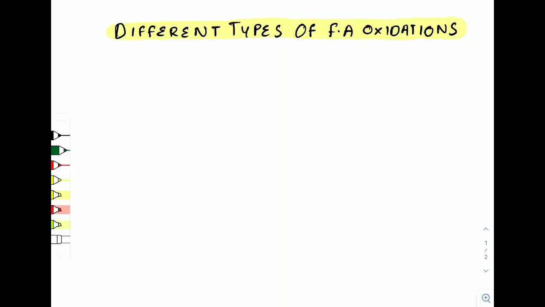So as we all know, there are different types of fatty acids. There are saturated, unsaturated, and many other types of fatty acids around us. So for different types of fatty acids, different modes or types of oxidative methods are required. So these are the different types of fatty acid oxidative methods.